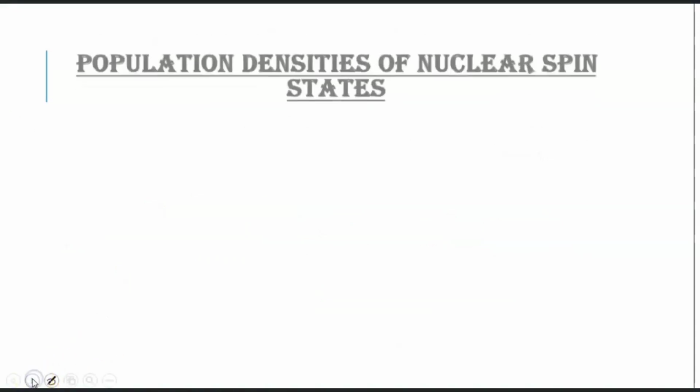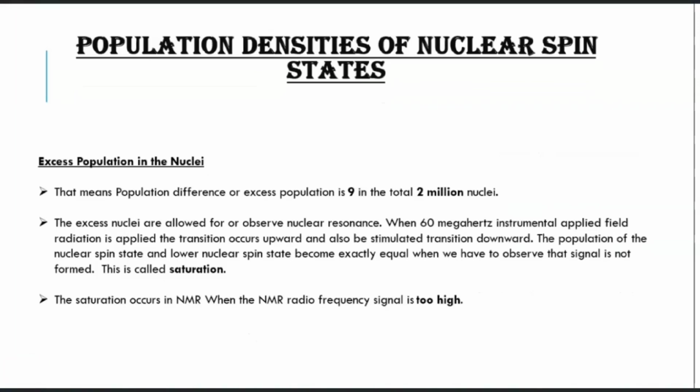Okay, so that is one thing over here. This means the population difference, or excess population, is 9 in a total of approximately 2 million nuclei. That is, if you total the upper and lower nuclei, it is approximately 2 million nuclei, right? Out of those, 9 were excess nuclei in the lower state. So the excess nuclei are allowed for absorbing nuclear resonance. These excess nuclei are the reason you get to see resonance here.